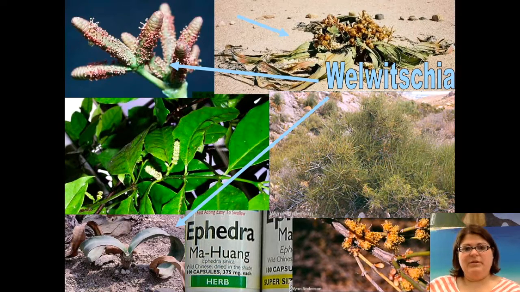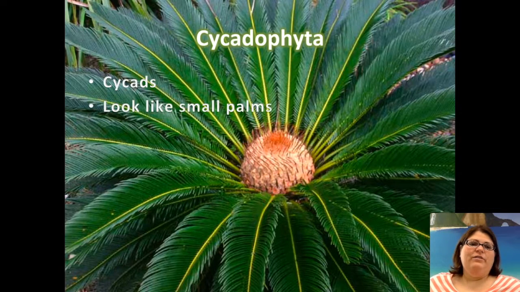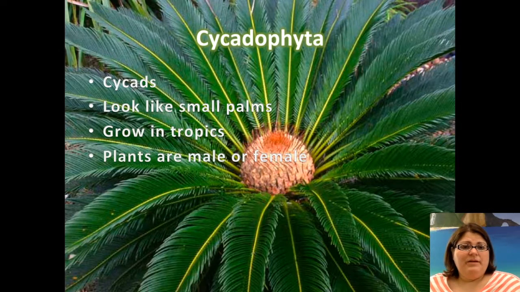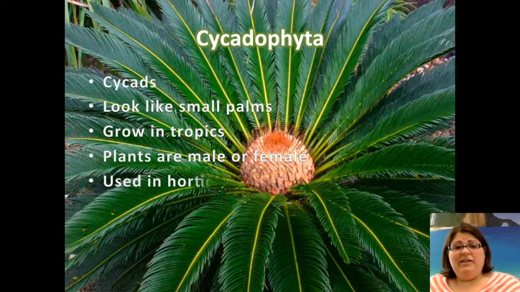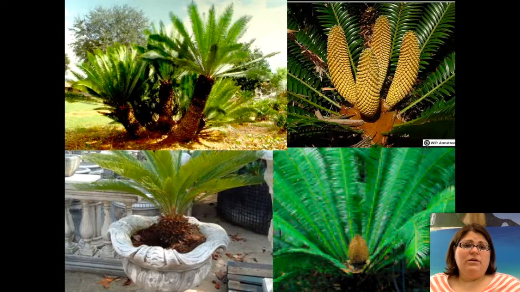It reproduces with cones. The last of the four divisions is Cycadophyta, or cycads. I have one in the back of my classroom. They look like small palms. They're grown in the tropics, and they're, once again, either male or female, like the ginkgo, and they're very commonly used in horticulture.